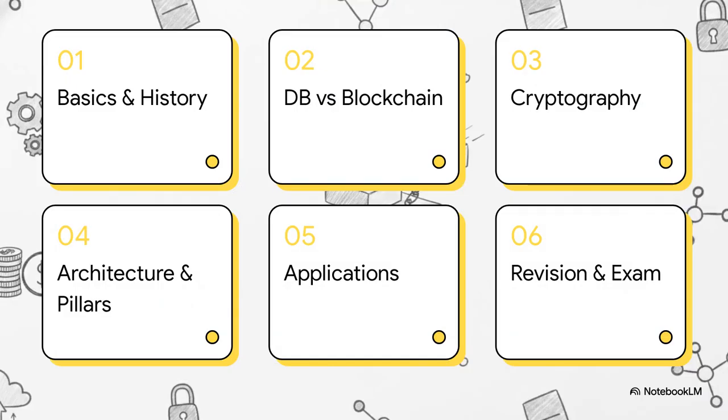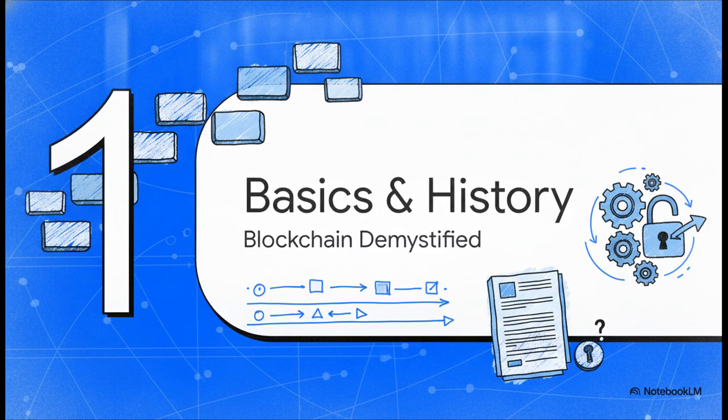Here's a quick look at our roadmap for today. We'll start with the basics and history, then compare traditional databases to blockchain. After that, we'll break down cryptography, the core architecture and pillars, dive into some real-world applications, and finally, wrap up with a quick revision and those all-important exam questions. All right, let's kick things off with Section 1, Demystifying the Basics and the History of Blockchain.